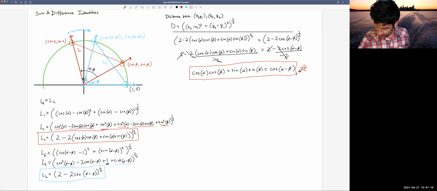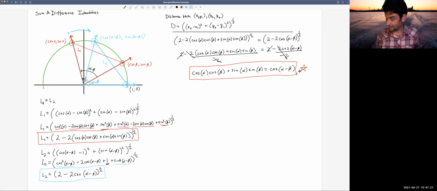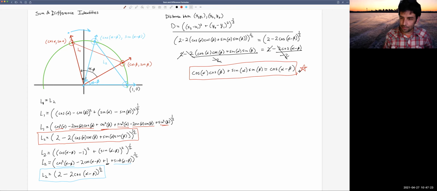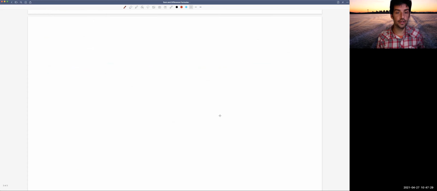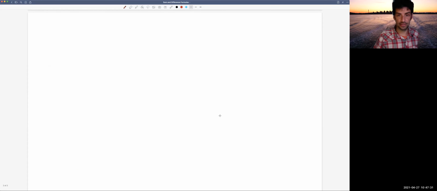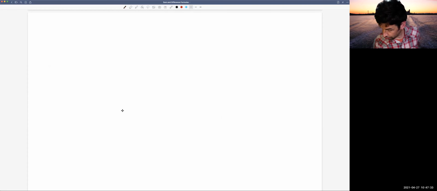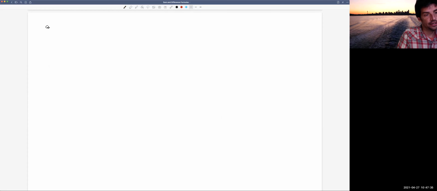So I'm going to give us now a list of 6 identities like this. It's really 3 if we understand how cosine and sine work, and I'll show you that in just a second. So let me list them, and then make a couple comments and do some examples. So start with the one we just did.